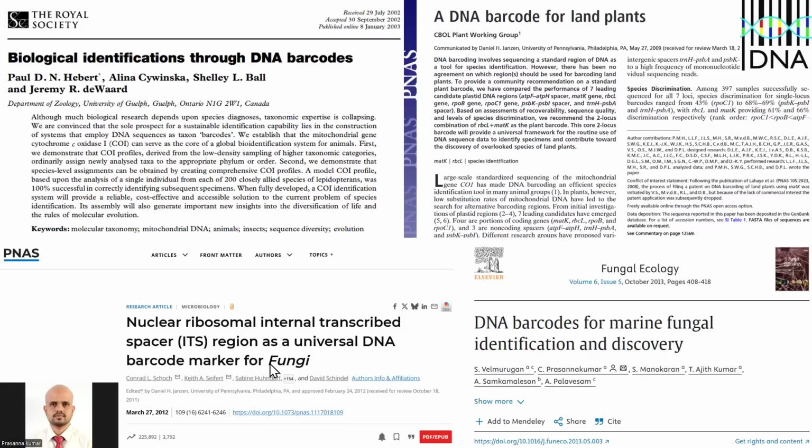And in this paper, around 2011, they identified that the ITS region, not gene, ITS region, in fungi can act as a barcode, which we went on to prove works better for marine fungal identification and discovery.